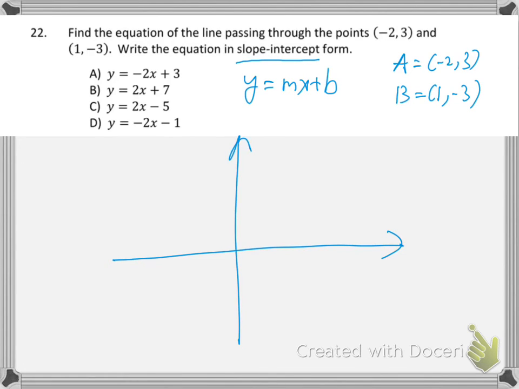So where's A and B? A is (-2, 3). So we go to the left 2, that's -2, and then go up 3. Turn straight up 3. You got this point A. So A is (-2, 3). B is (1, -3). So you go to the right 1 and then go down 3.